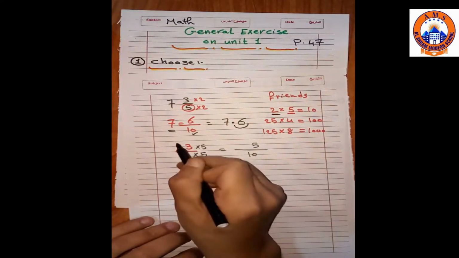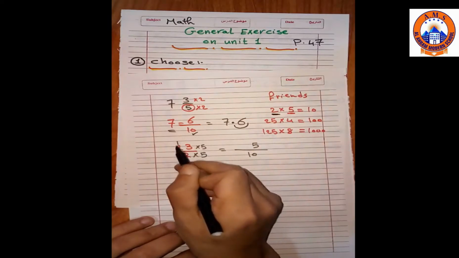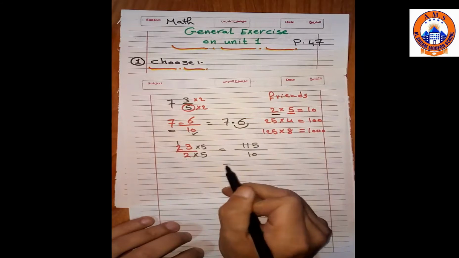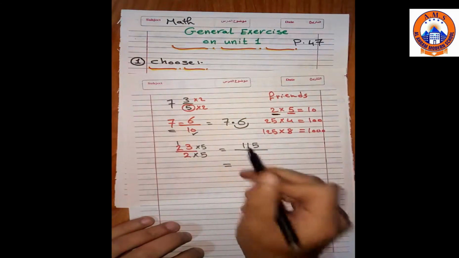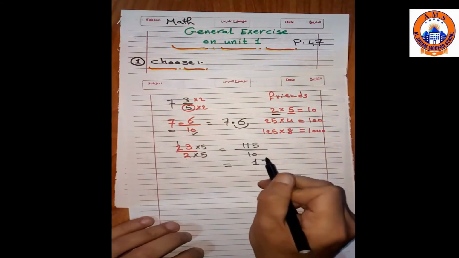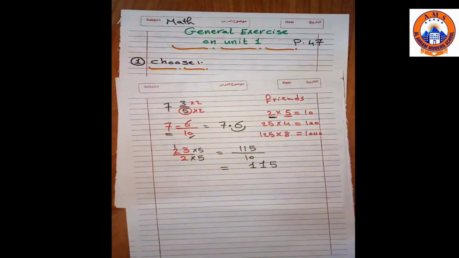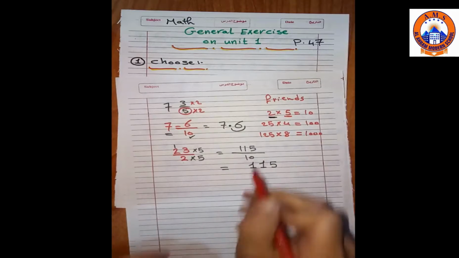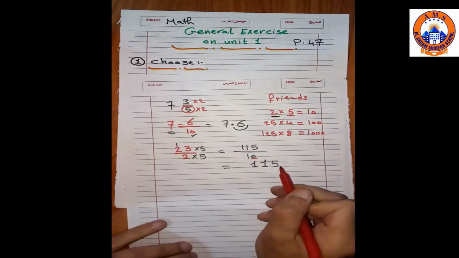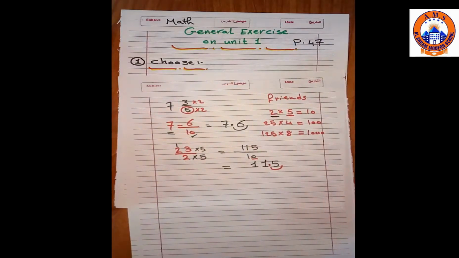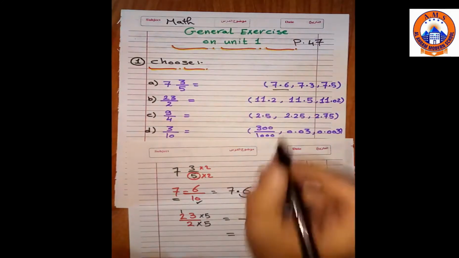We put 5, carry up 1. 2 by 5 is 10, and we have 1, so it will be 11. Then we can write it now as a decimal number by putting the numerator as it is, 115. Then counting according to the number of zeros, we have only 1 zero, so we're gonna count only one digit. Here is one digit, then we put the point, then the answer is 11.5. I'm gonna choose 11.5.